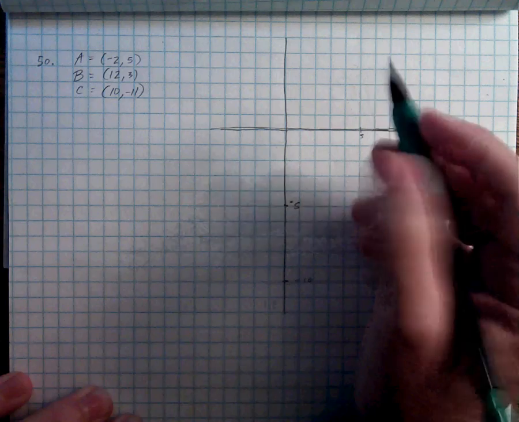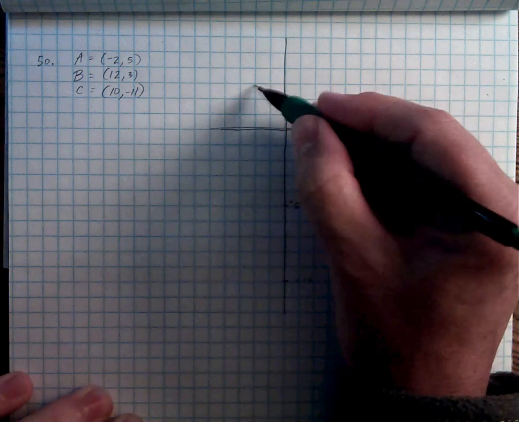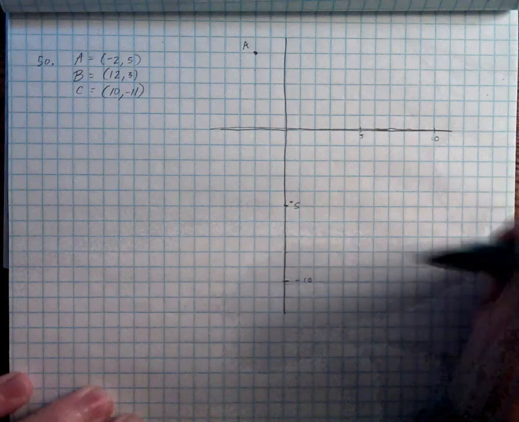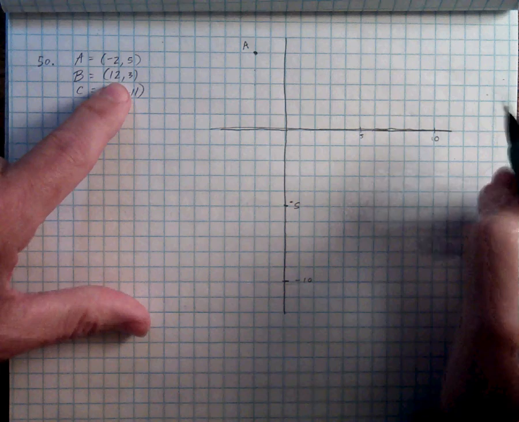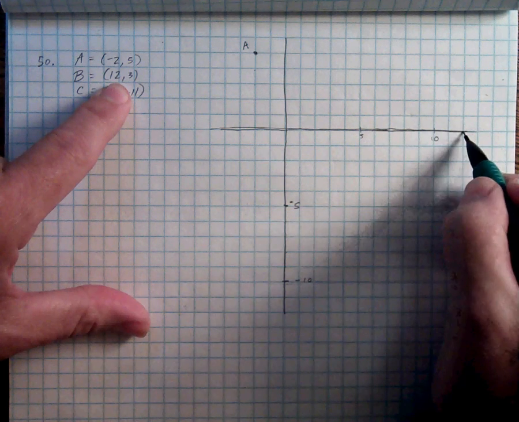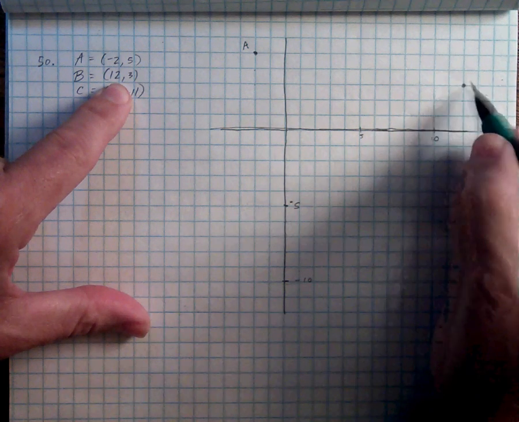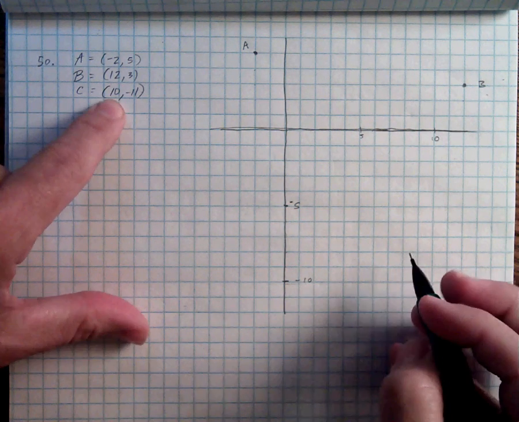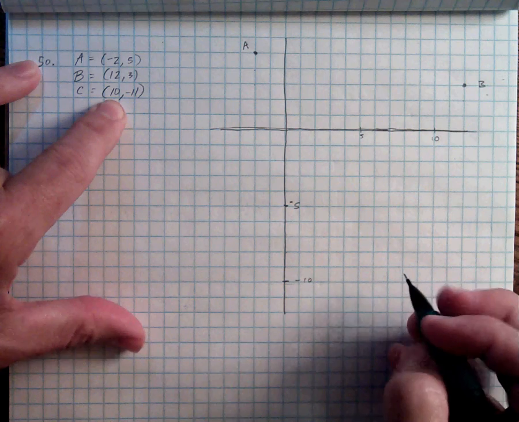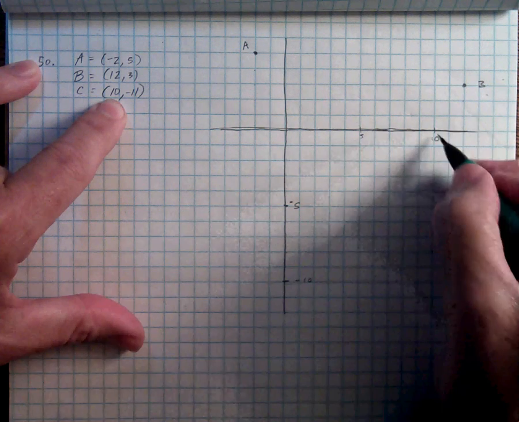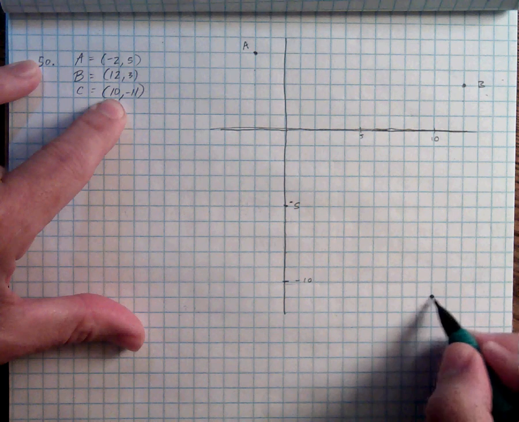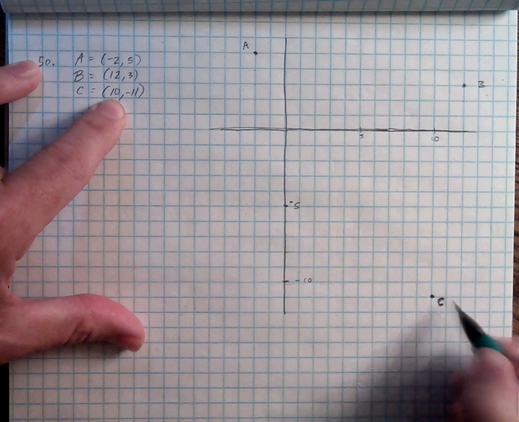Alright, so let's see if I can plot these. Negative 2, 5. So I go over here, 1, 2, 3, 4, 5. So there is coordinate A, or vertex A. 12, 3. So there's 12. Up 1, 2, 3. So there's B. 10, negative 11. So here's 10, negative 11 is right about there. So there's C.